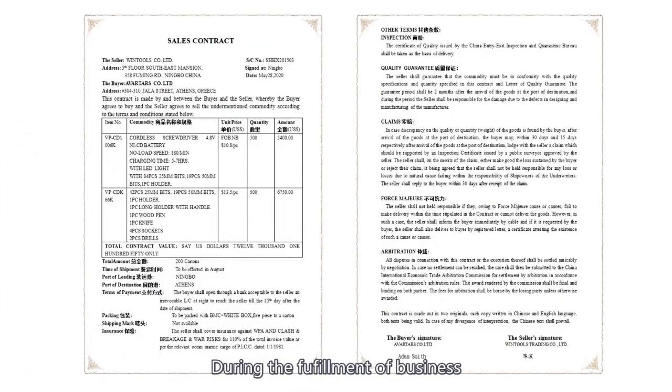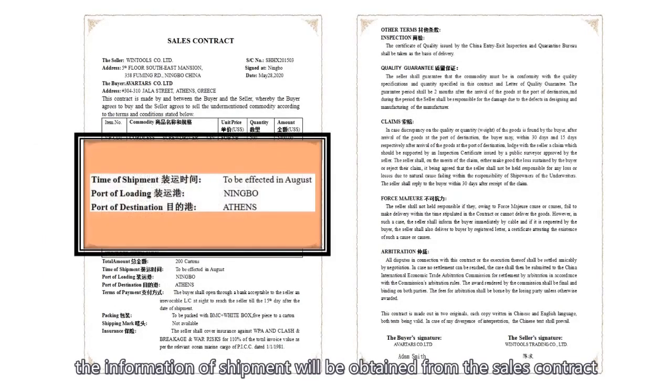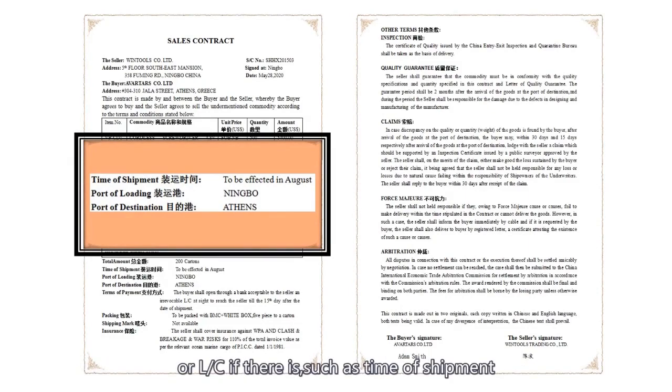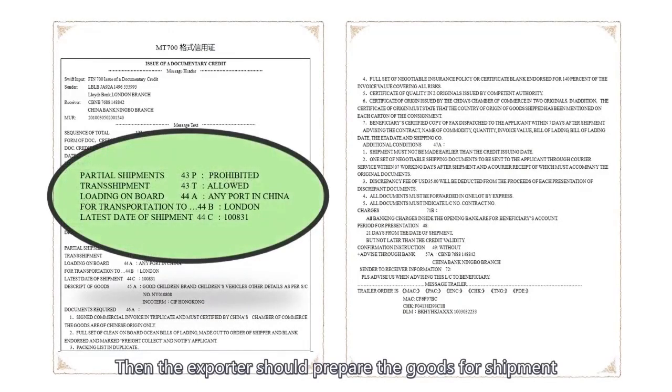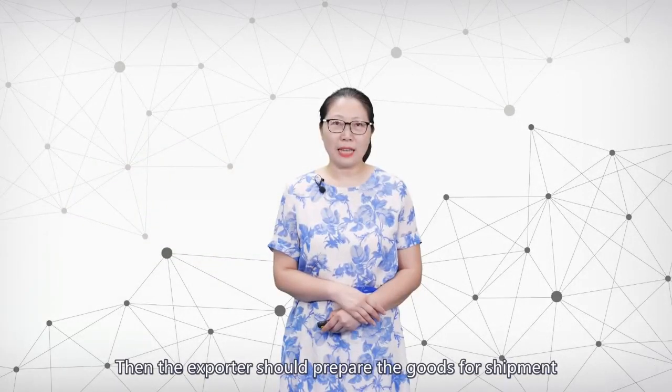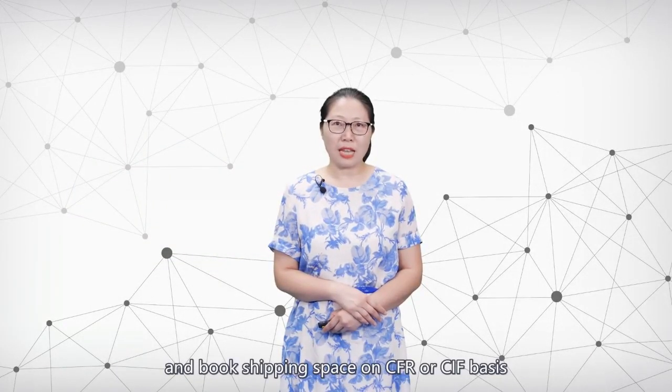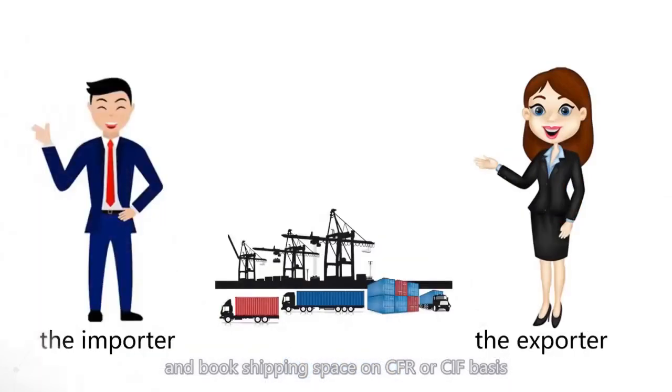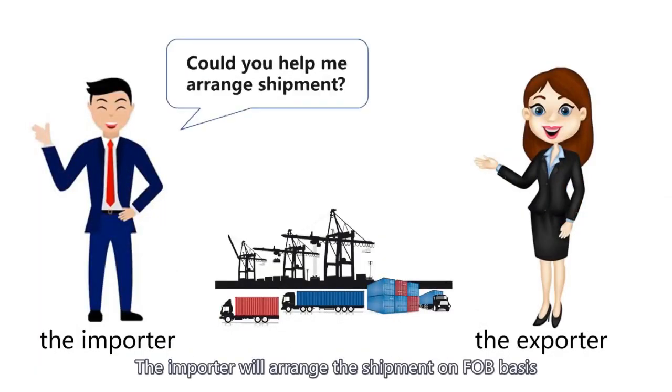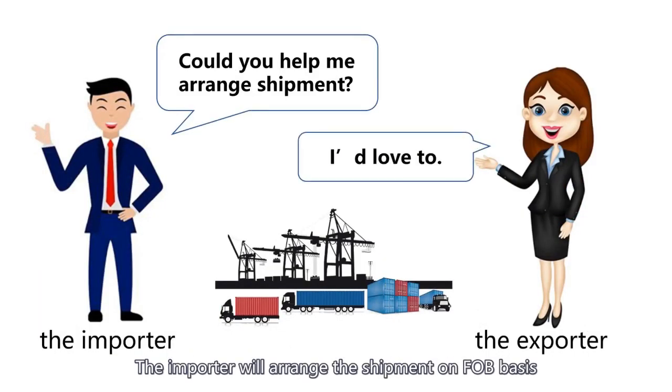During the fulfillment of business, the information of shipment will be obtained from the sales contract or LC if there is, such as time of shipment, place of shipment, and so on. Then the exporter should prepare the goods for shipment and book shipping space on CFR or CIF basis. The importer will arrange the shipment on FOB basis.